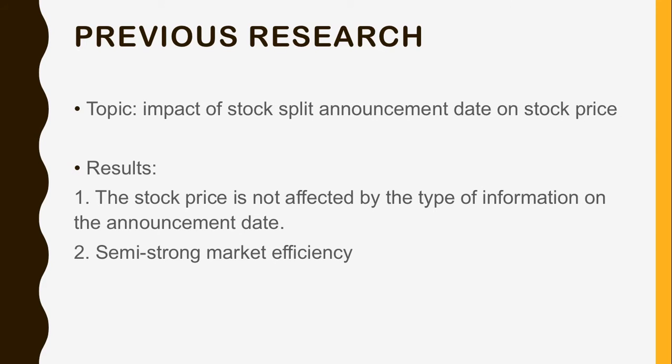The second result is that this research supported a semi-strong form of market efficiency, which means the stock price adjusted so fast that public information cannot make anyone earn excess returns above the normal level.